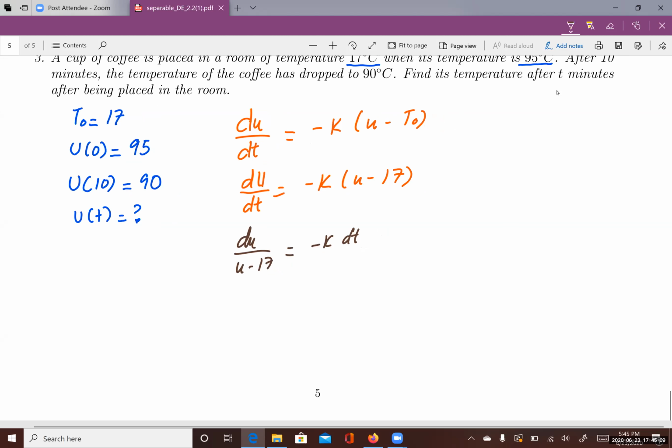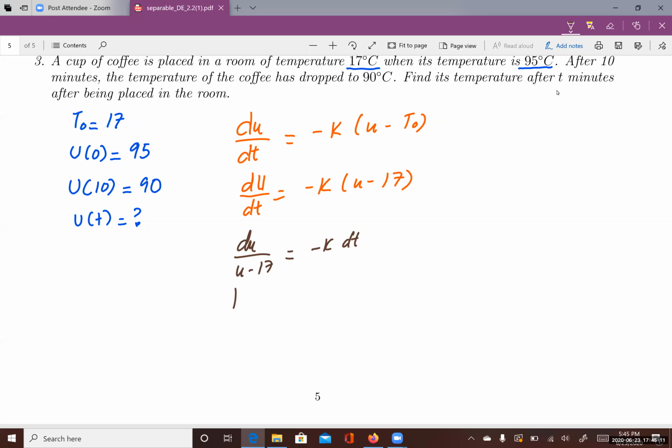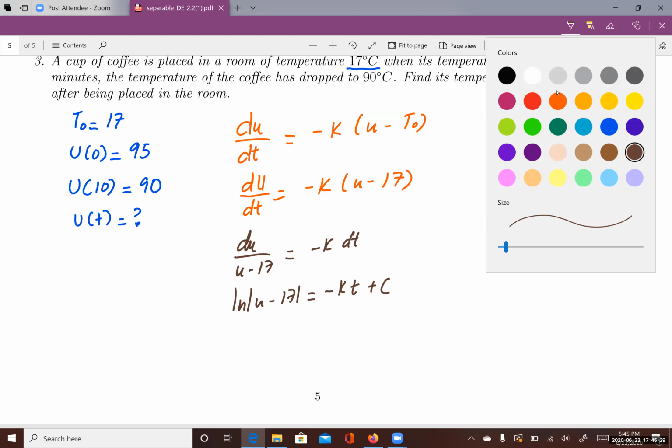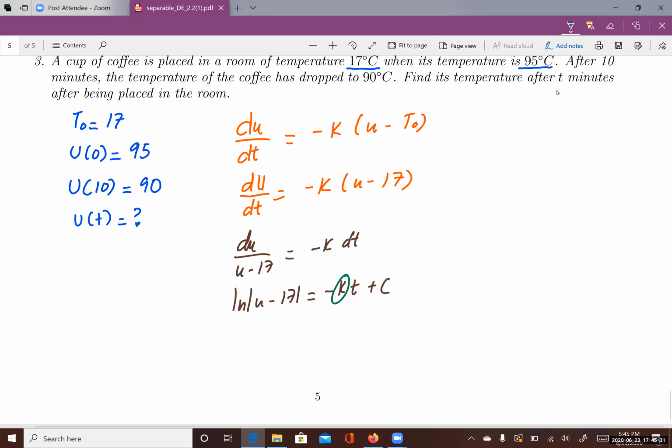Then you have natural log of u minus 17 equals negative kt plus c. Okay, so I get to this point. At this point, I have two parameters. I need to find k, and I need to find c. I need two parameters. That means I need to have 2 points. Luckily, I do have 2 points to work with.